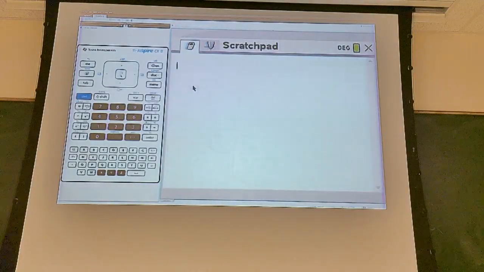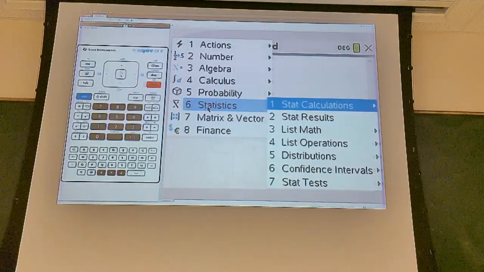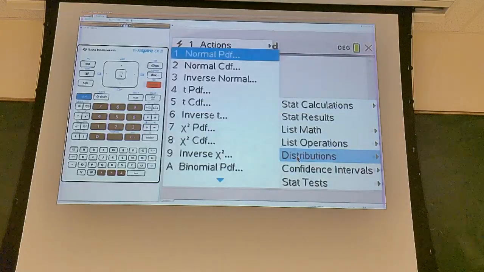So you need to determine where your statistical distributions are. If you remember, for the Inspire CX2, it's menu, statistics, distributions. The very first two, right? PDF, normal CDF. Do you remember what the difference between the PDF and the CDF were? Cumulative.